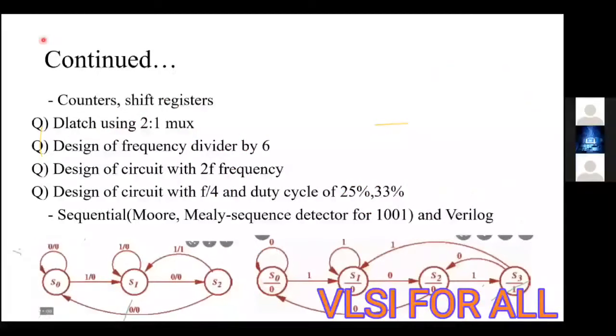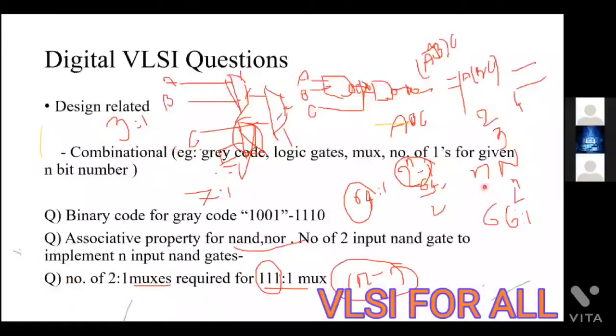Now coming to the sequential part, most of the questions in the sequential are related to design. One small question I have left here. In the combinational part, you can see this design question: how to find the number of ones for a given n-bit number. This can be implemented using some combinational circuit. I hope you can try this question and answer it at the end of the session.